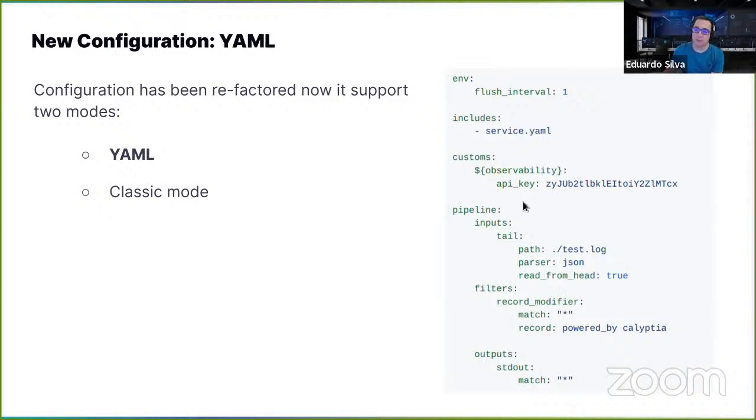So in terms of inputs, for example, here we have tail, but this is an array. The typo here is that we don't have the dash, right? Same for filters, same for output. So you can have many tails, many input plugins, many filters, or multiple pipelines logic. We're going to start documenting this a bit more because also we want to get some feedback from the users. We support the same environment variables. You can include YAML files. So everything that you were doing before with classic mode, you can do it here in YAML mode.